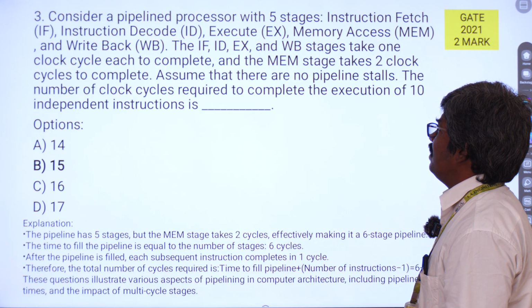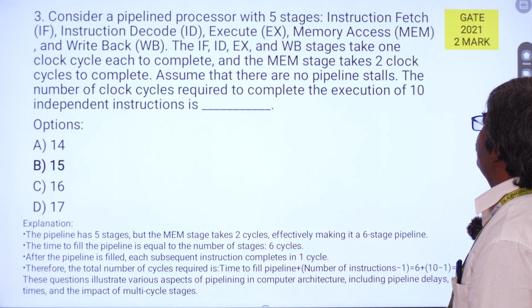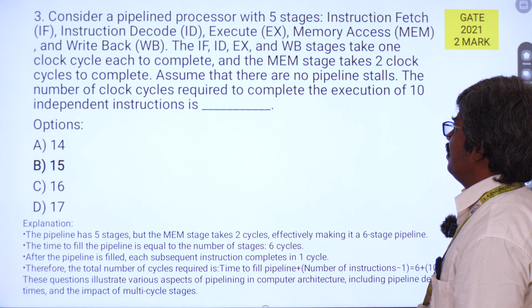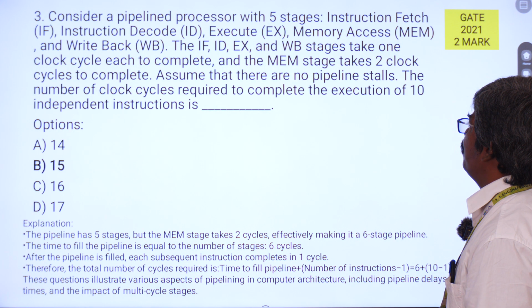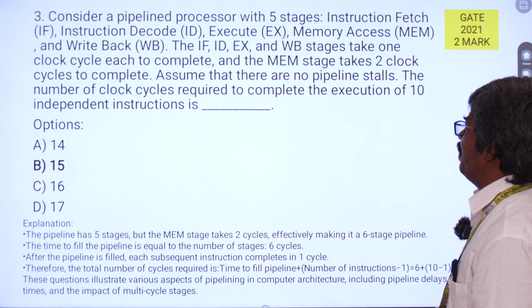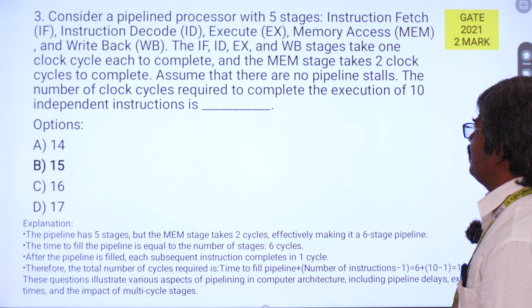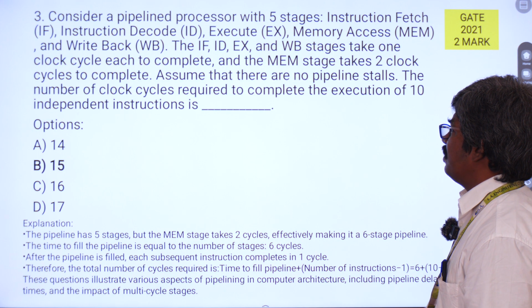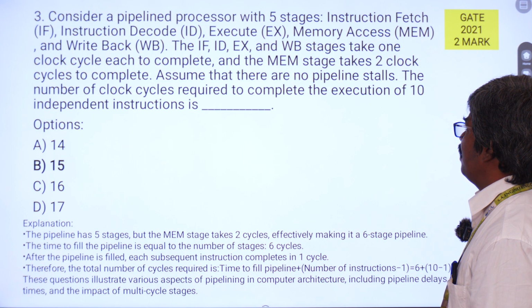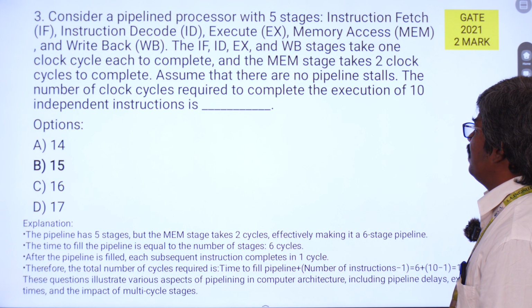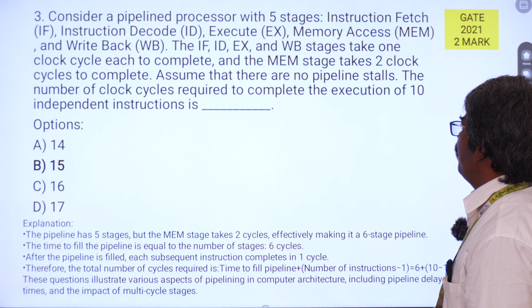The third one: consider a pipeline processor with 5 stages: instruction fetch, instruction decode, execute, memory access and write back. If the instruction fetch, instruction decode, execute and write back stages have 1 clock cycle time each to complete and the memory stage takes 2 clock cycles to complete.